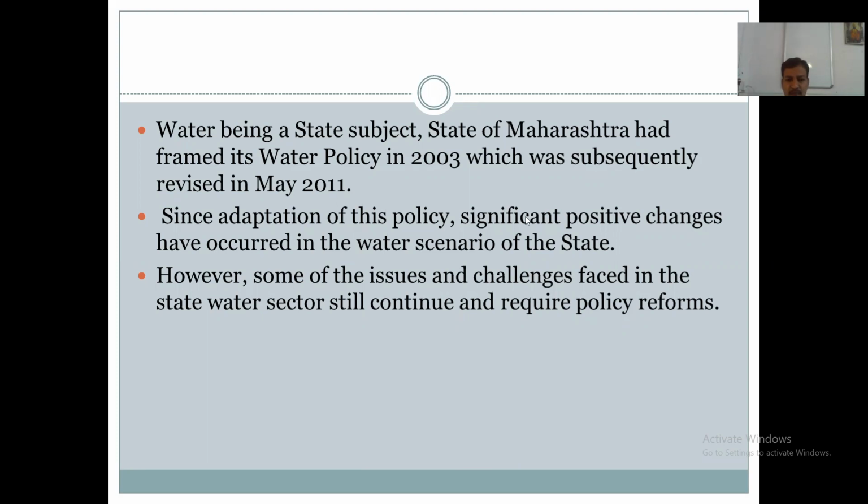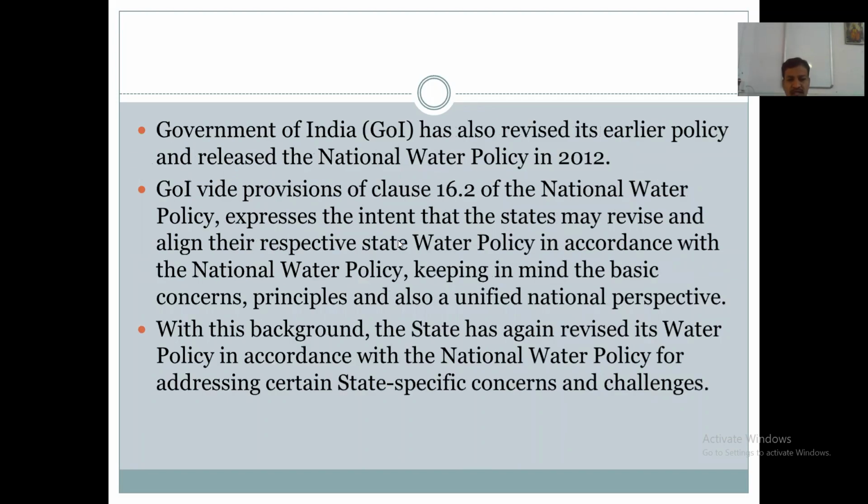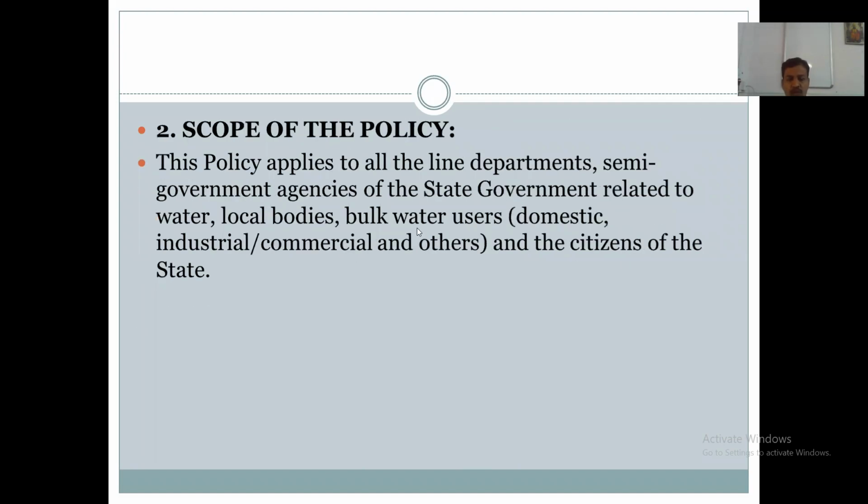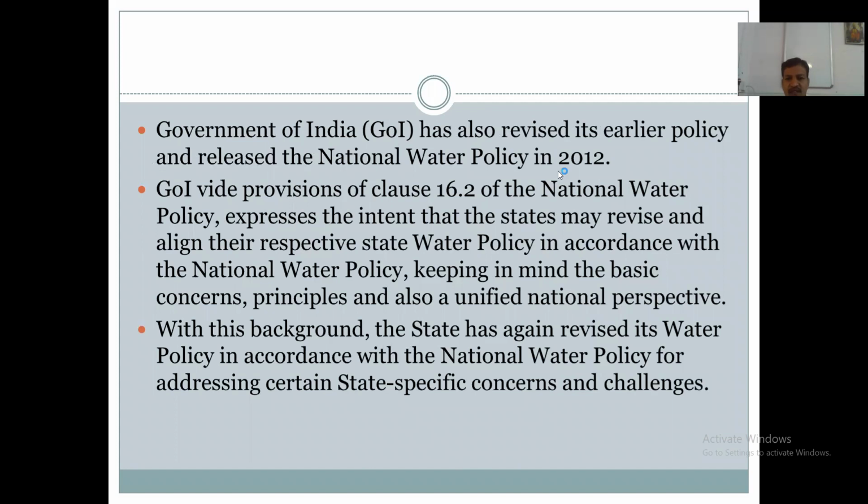And some issues and challenges have been faced in the state water sector. Some policies are reformed, some changes are made in the policies to avoid any issues. The scope of the policy, the Government of India has also revised the policy after the revision in the year 2011. This water policy again was revised in the year 2012.